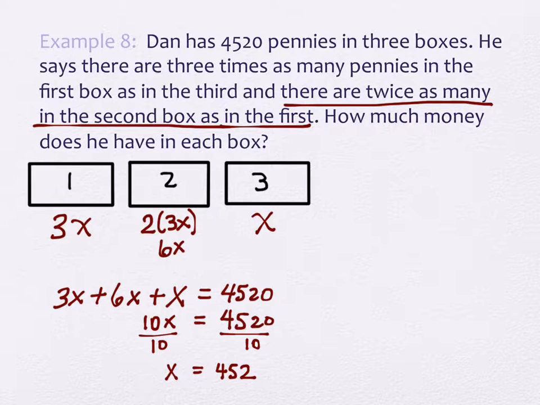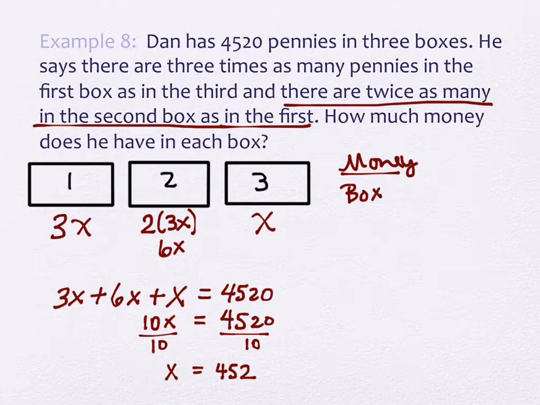Now, what is 452? It's the x. It's a number of pennies, right? It's the number of pennies in box 3, which is some of what some of you were telling me. So there are 452 pennies in box 3. Let's go back to what the question asked us to find, though. It asked us how much money does he have in each box. So how much money, then, is the question for each box?